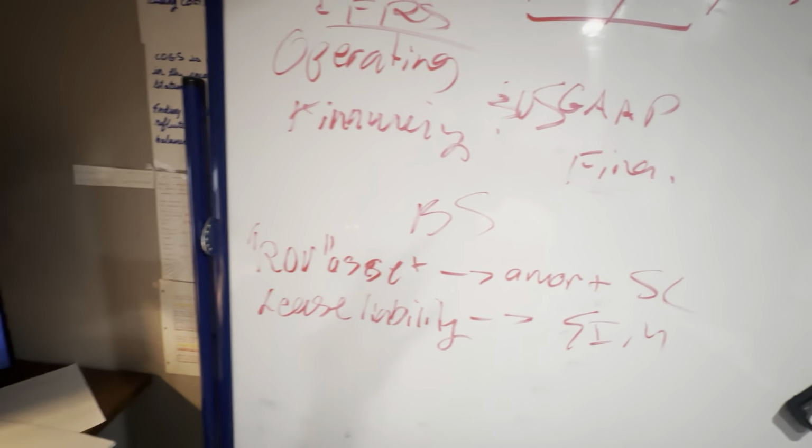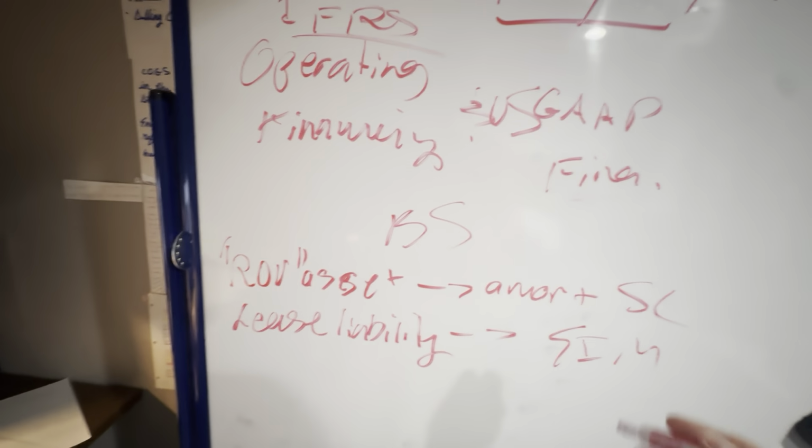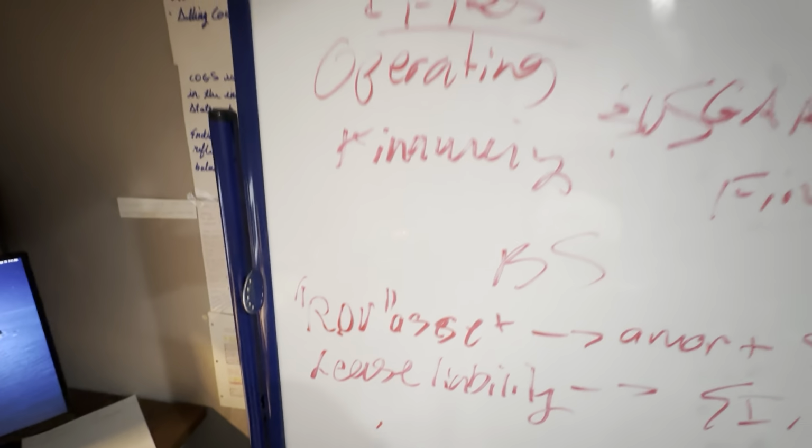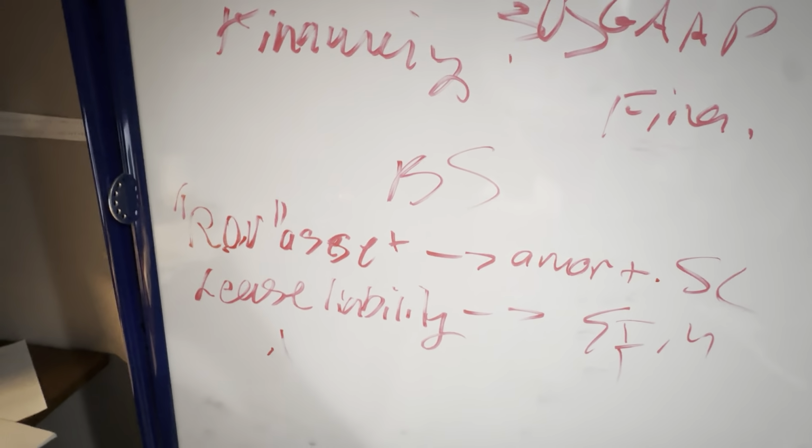Okay, we won't be going into a specific example. I'm just giving a quick overview. So that's the effects on the balance sheet. ROU asset is generated, lease liability is generated. ROU is amortized using straight line amortization. The liability is amortized using the effective interest rate method.